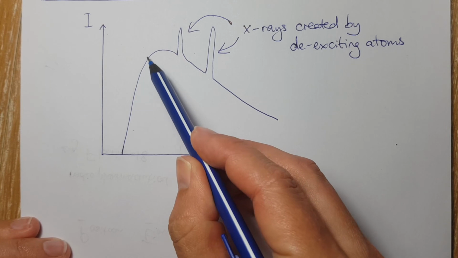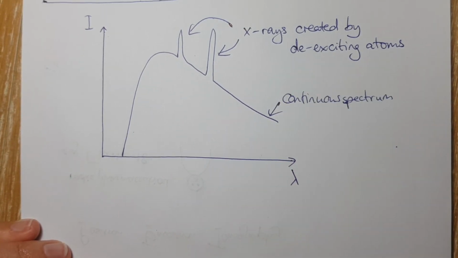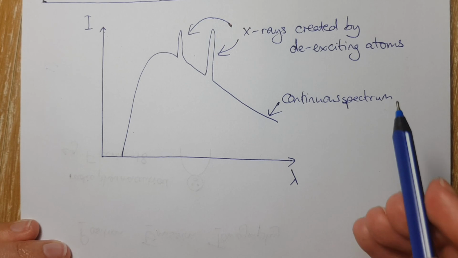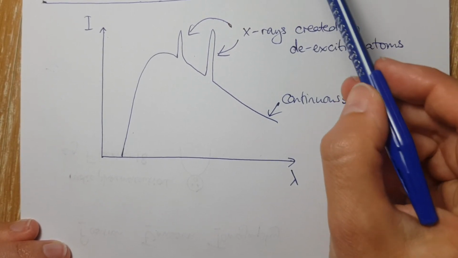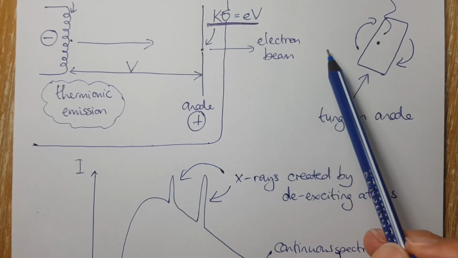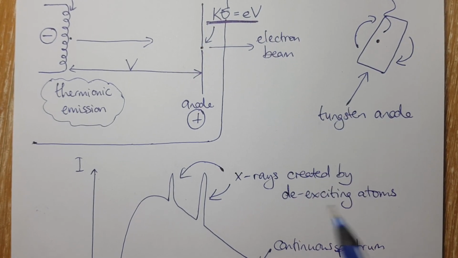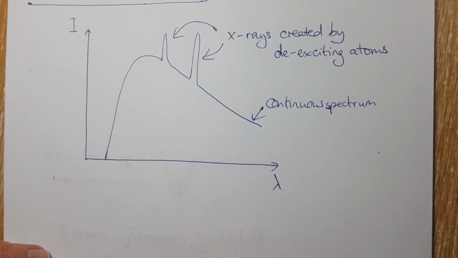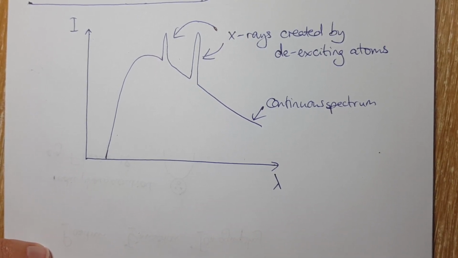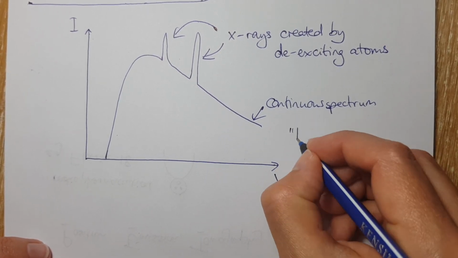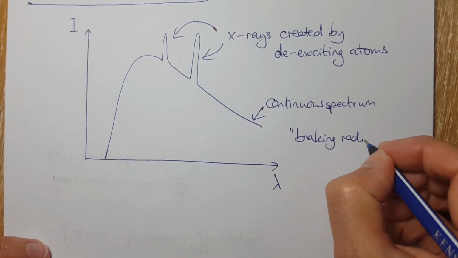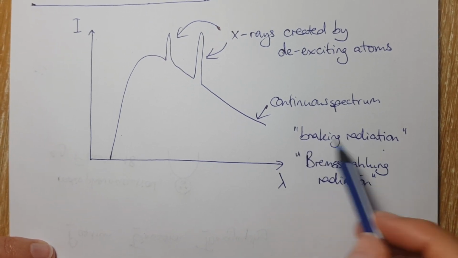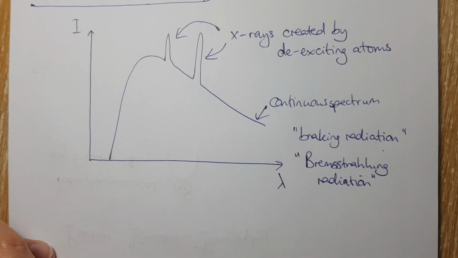As well, though, you have this continuous spectrum. And so this is X-rays with all these different wavelengths. And they are being created because the electrons from the electron beam, when they pass through the tungsten, they are slowed down. And when they slow down, they obviously lose kinetic energy. And this is where more X-rays are being created. And so this can be called braking radiation. You might have heard this term. Or the German for this, which is how I was taught it at school, Bremsstrahlung radiation. You might have heard that as well.